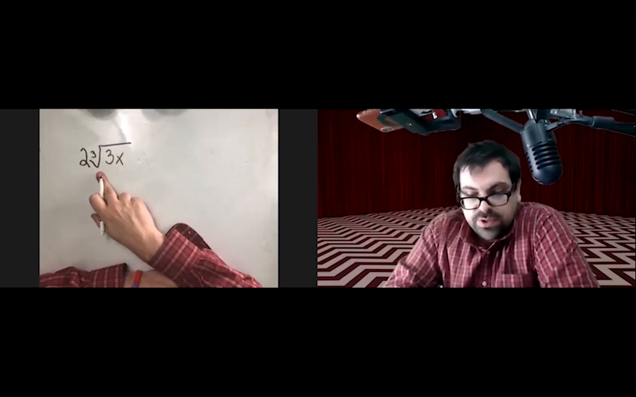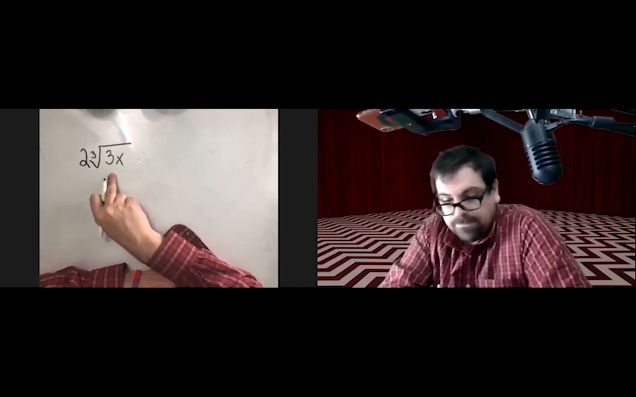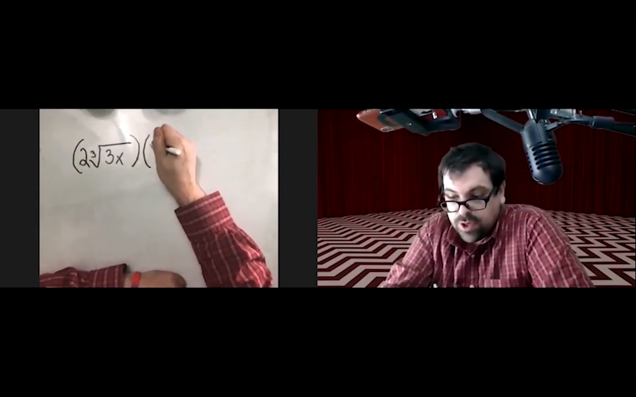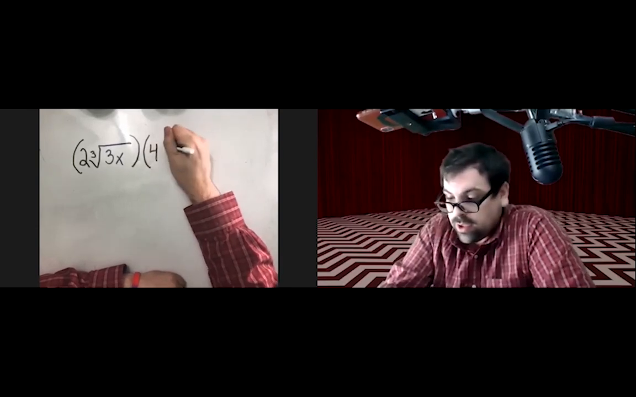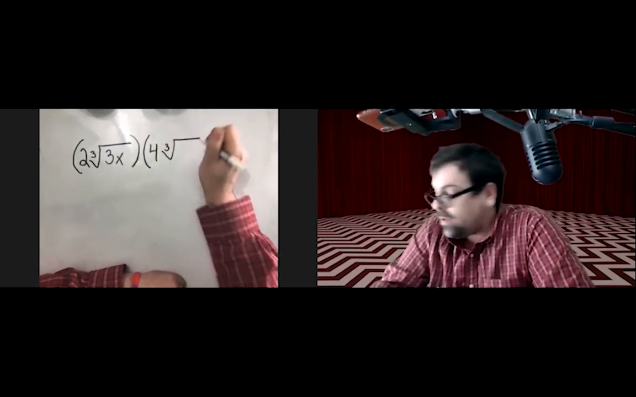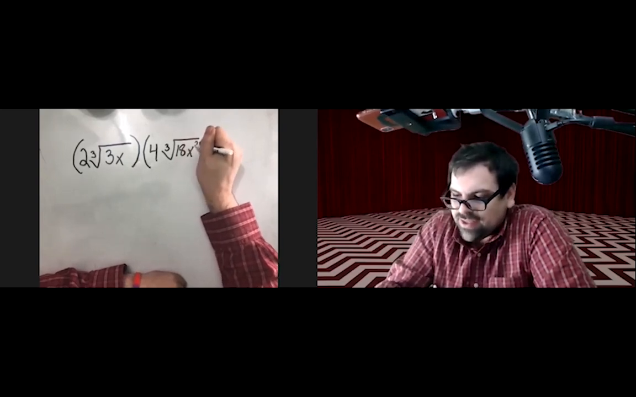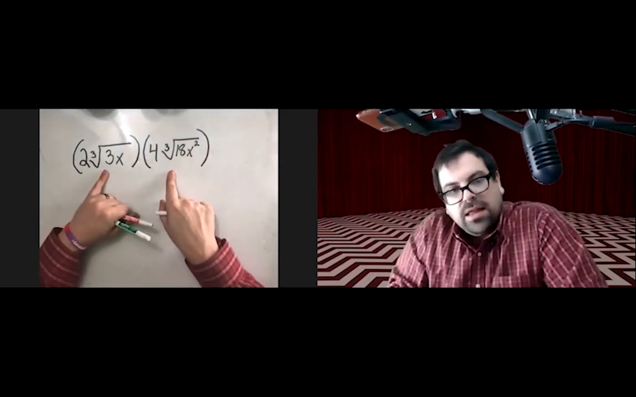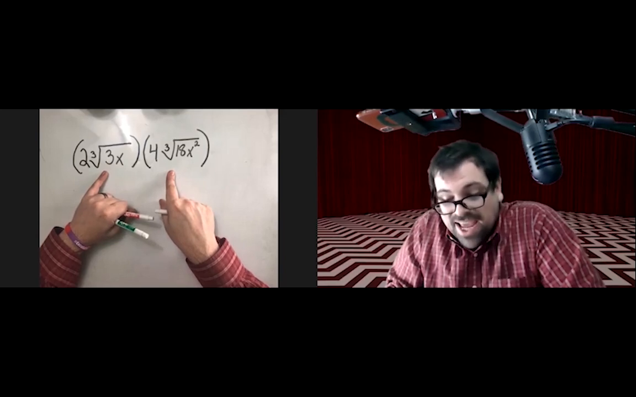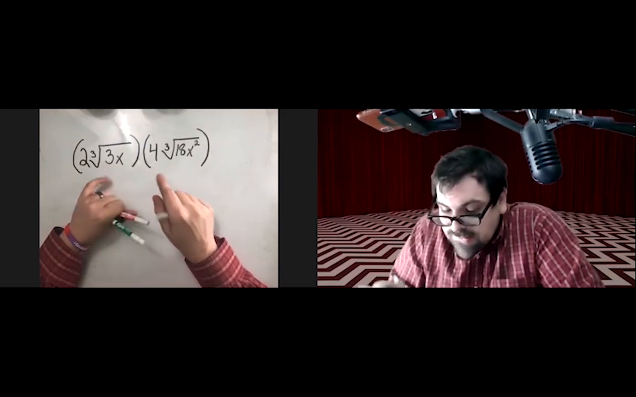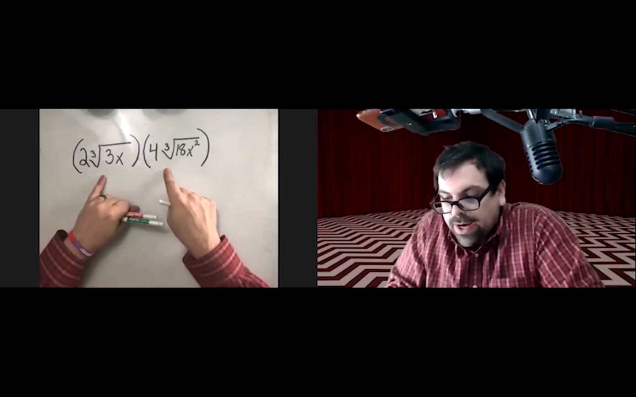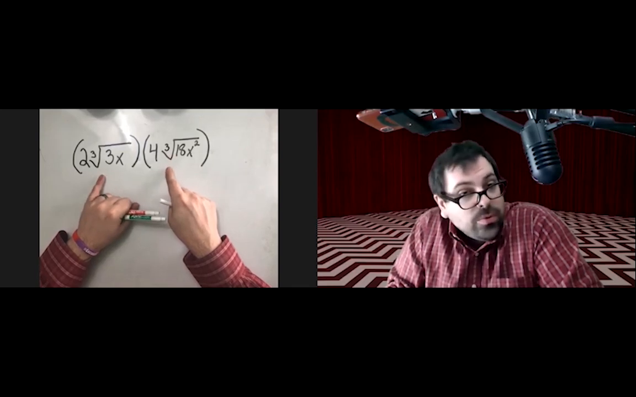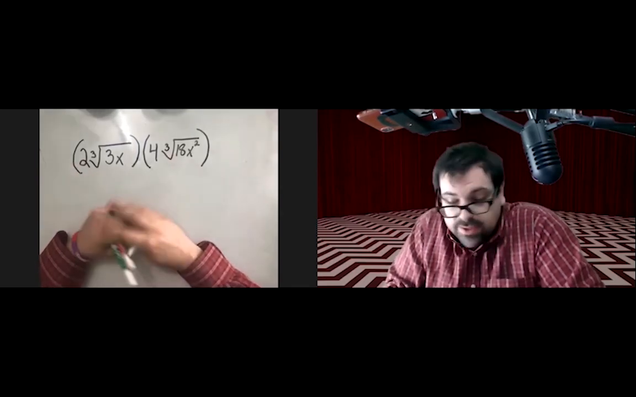2 cube root of 3x times 4 cube root of 18x squared. Now, these are not like radicals. I apologize for using that term for these previously. These are radicals of the same index. They're both cube roots, but that means we can use our property because they're both cube roots.